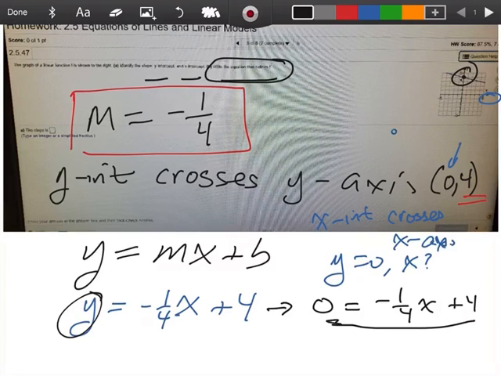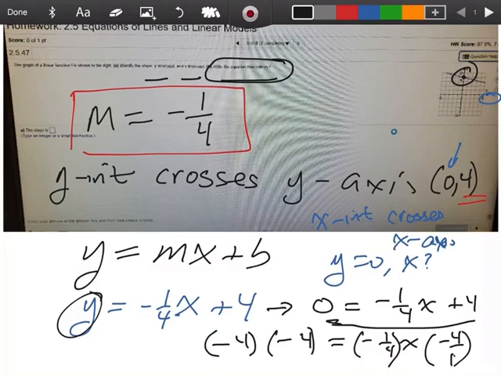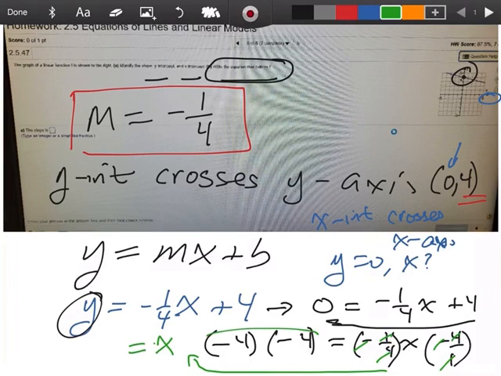When I bring this 4 across, it's going to become a negative 4 equals negative 1/4 x. To get rid of my negative 1/4, I can multiply by the reciprocal, negative 4 over 1, on both sides. I'm just going to put negative 4 here since I don't have a fraction. Now, remember what's going to happen. This 4 and this 4 are going to cancel. That 1 and that 1 are going to cancel. And a negative times a negative will give me a positive. So I'm kind of running out of room, so I'm going to put it right here. X is equal to, now negative 4 times negative 4, positive 16, right?